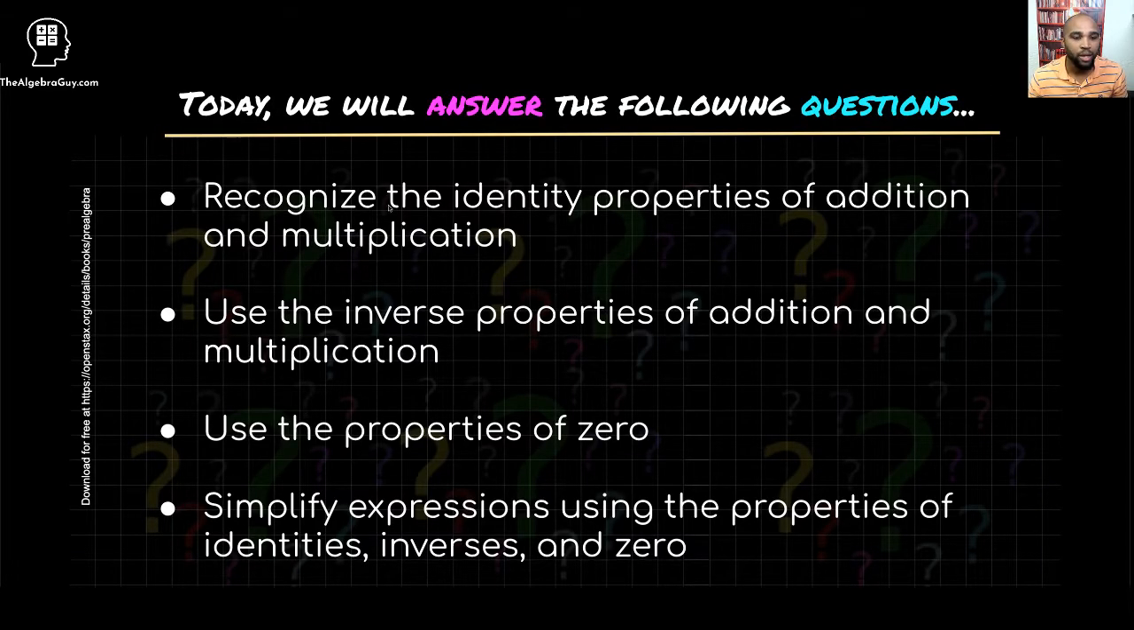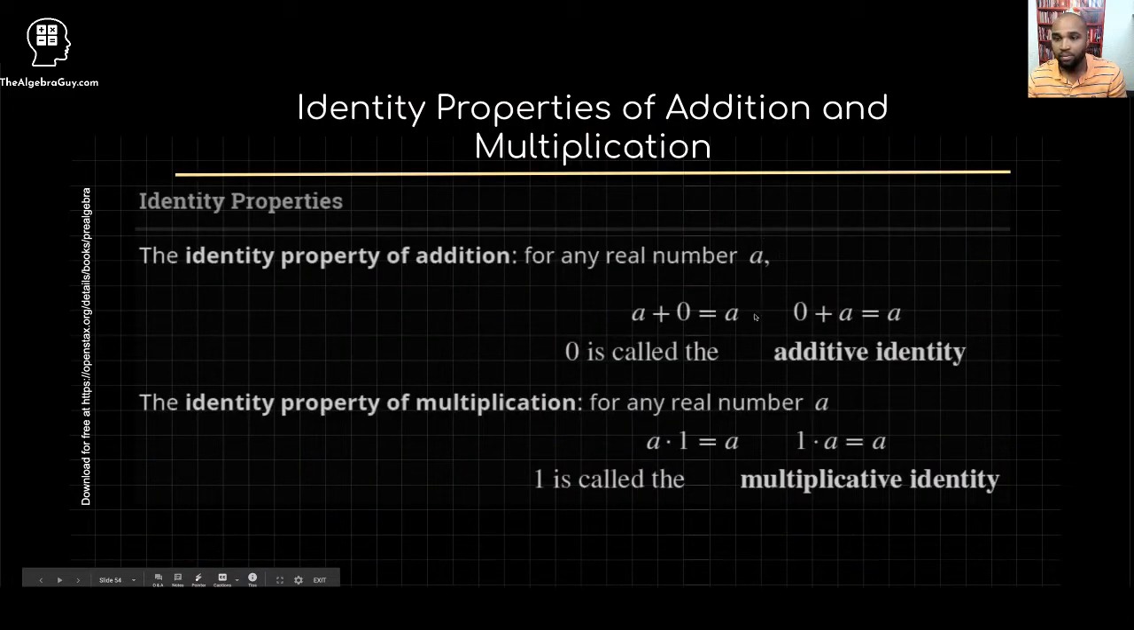So the topics that I want to cover today are: recognize the identity properties of addition and multiplication, use the inverse properties of addition and multiplication, use the properties of zero, and simplify expressions using the properties of identities, inverses, and zero. So let's get to it.